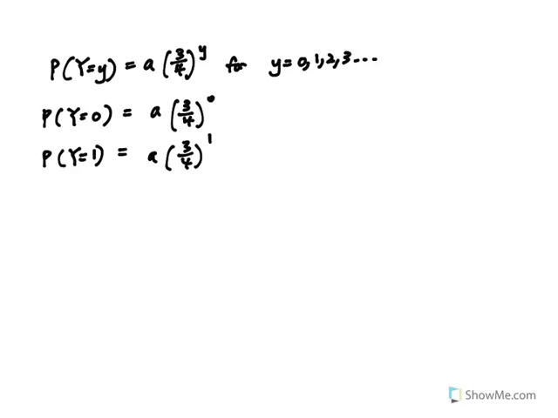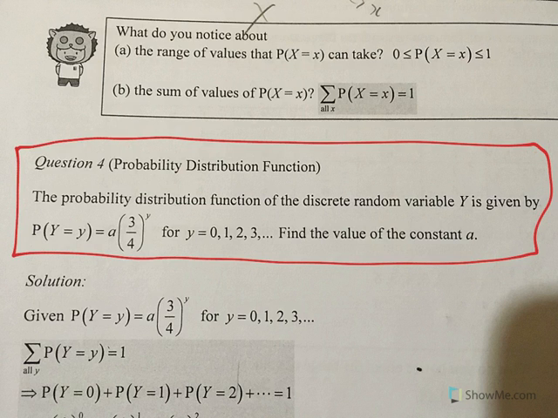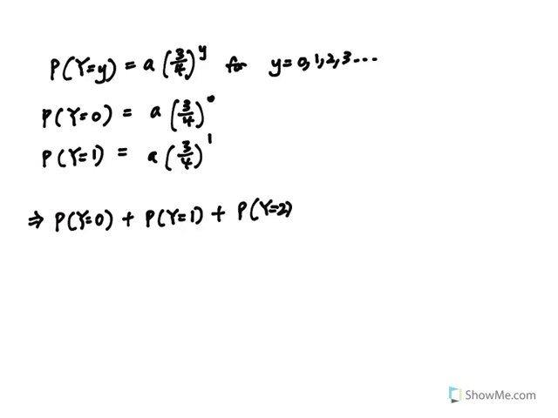With that, if we were to add up all the probabilities, the probability of y equals 0 plus the probability of y equals 1 plus the probability of y equals 2, and so on, you realize that this will never end, because if you look at the question, there are dots. It's going to go on and on. So what does that suggest?